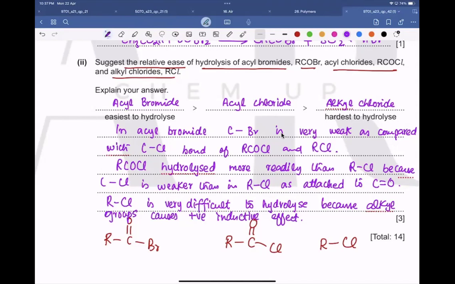No, Alina, bromine is less electronegative. So how can bromine pull the electron? It has a bigger size, so its electronegativity is lower.